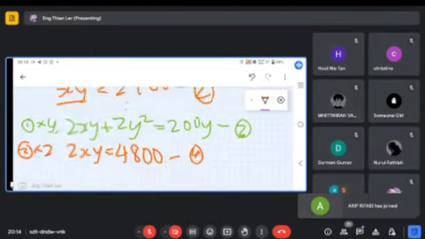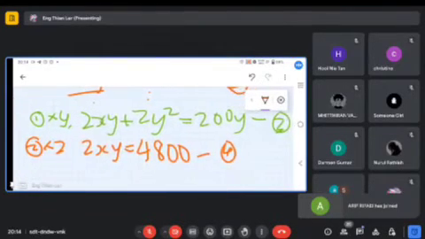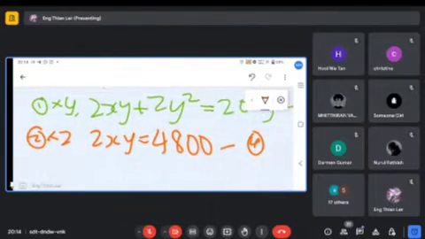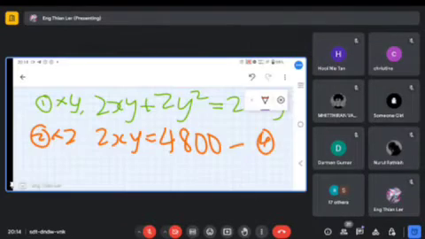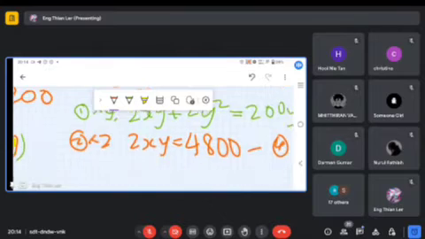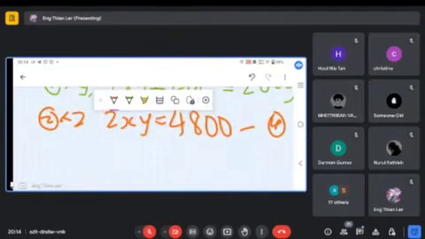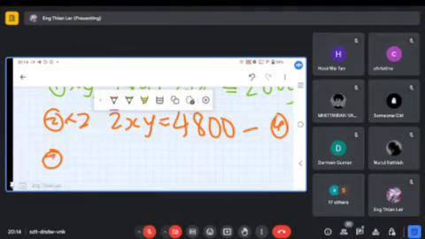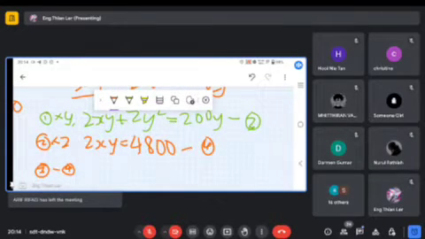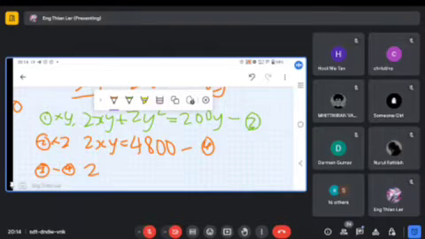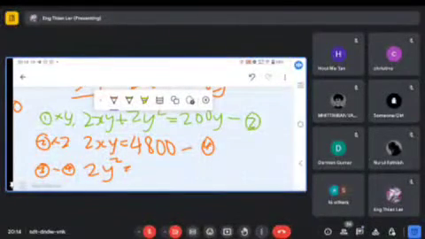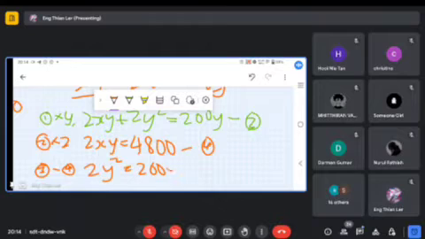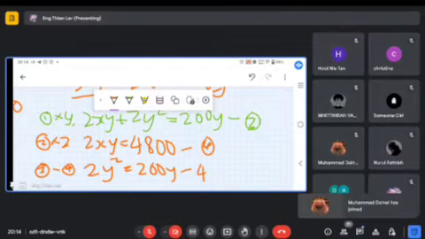So now we have 2xy on both sides. What we're going to do, we will do 3 minus 4. So the equation 3 will minus the equation 4. These two xy will cancel each other. So we will be left with 2y squared equal to 200y minus 4800.